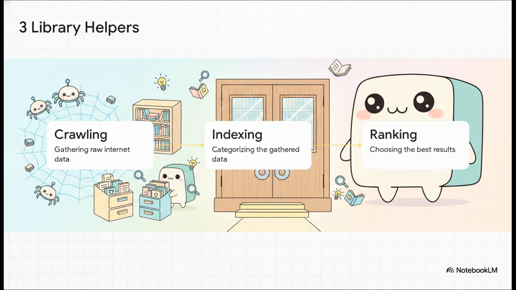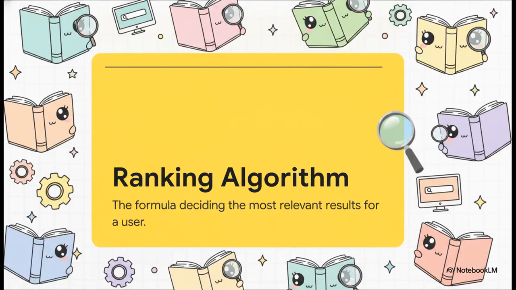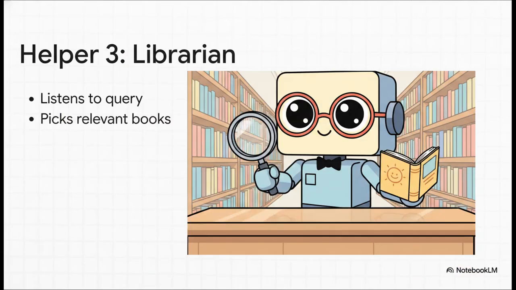This is the exact moment where you, the user, finally step through the front doors of the library. This entire phase is powered by helper number three, the ranking algorithm. It's this incredibly complex formula that decides the absolute best, most highly relevant results to present to a user. Because think about it, even if you go straight to the English literature shelf, there are still thousands of books there. Which one do you actually want to read? And this brilliantly illustrates the job of the algorithm. I want you to think of it as the head librarian.